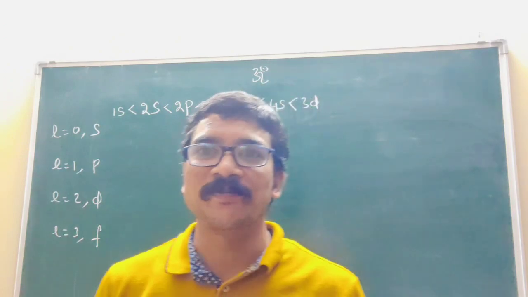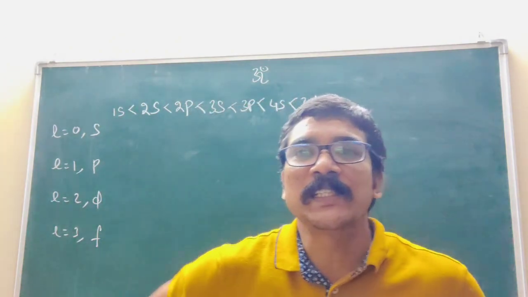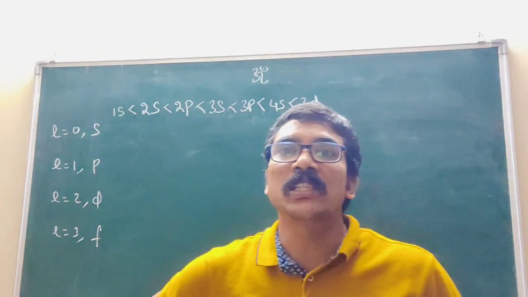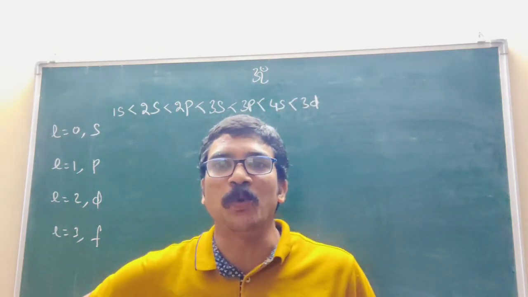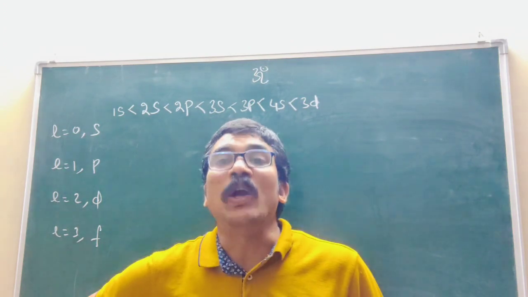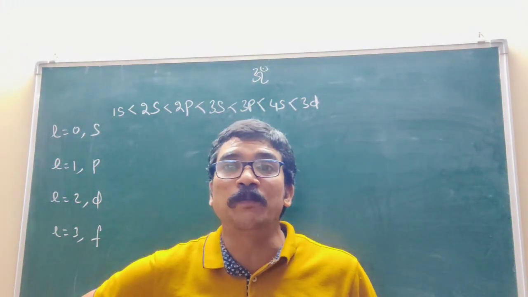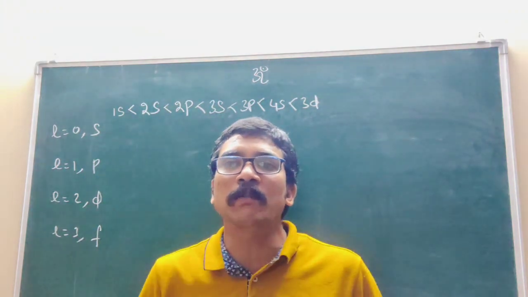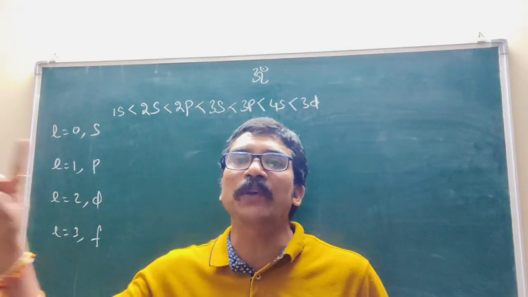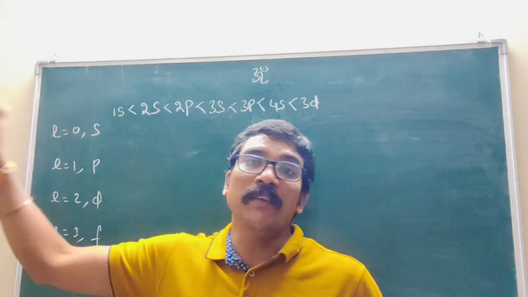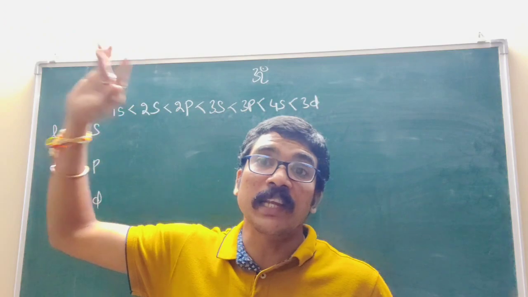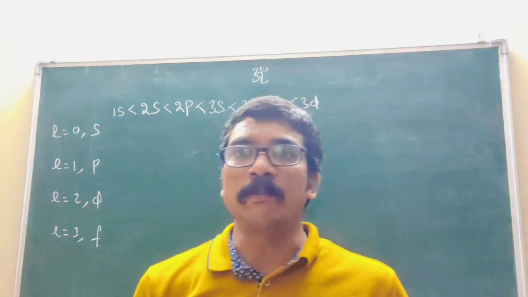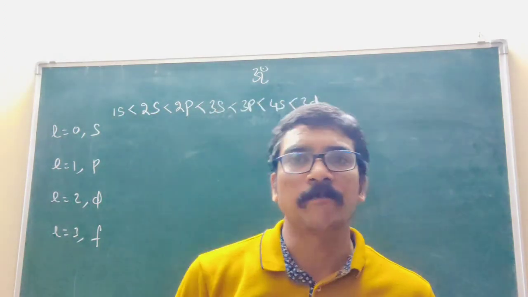Now what is the next group in the long form of the periodic table? The next group is the third group, that is 3B. The Roman number is 3B, but the Latin number is 3. Among the 18 groups, the position of the 3B group is number 3.